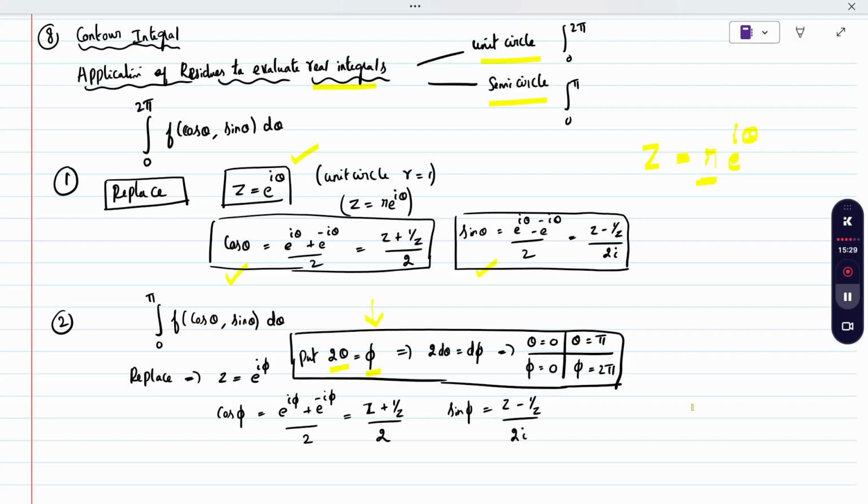Now check the question. Before, it was 0 to pi; now it is changed to 0 to 2 pi. Now I can do it as per the unit circle itself, the same concept only. Instead of theta, now replace everything with phi: cos phi, sin phi. The remaining is left the same. It is the same formula only.